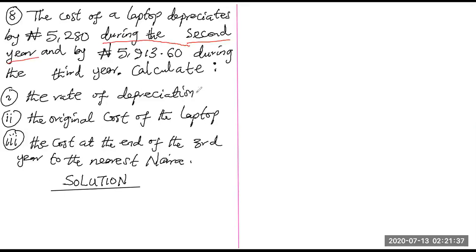That is the first year I bought it. During the second year is next year. Okay? But if you are saying at the end of the second year, that means n is equals to 2. Okay, please take note of that. And by this amount during the third year. So during the third year is n equals to 2, while at the end of the third year is n equals to 3. So take note of this little grammar or English. Okay, calculate the rate of depreciation.